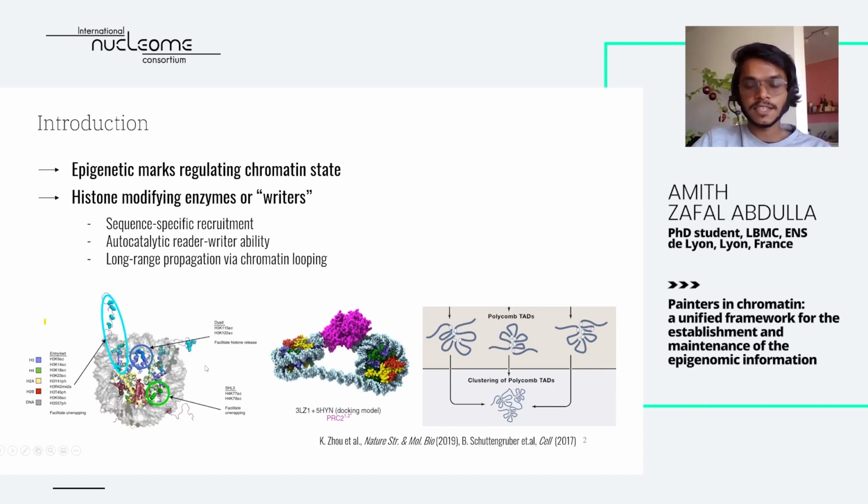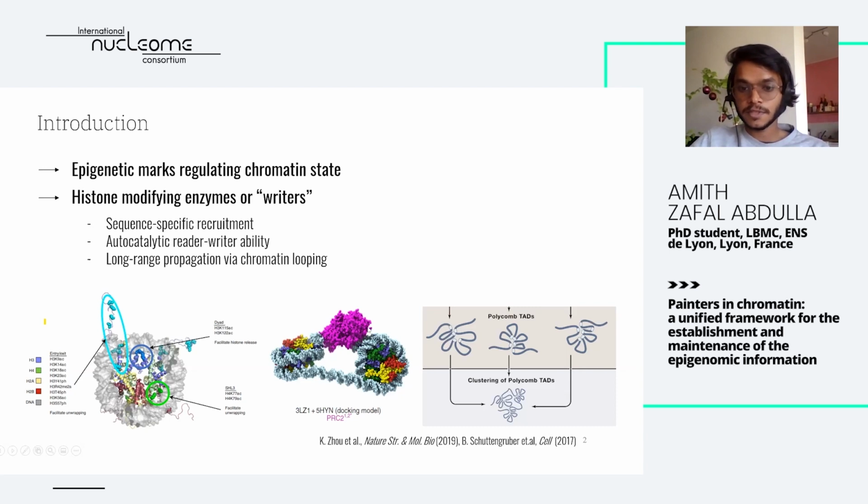Can we zoom out and have an all-encompassing picture which would describe this process in different species? The key elements which we think would help us in doing that: one, the sequence-specific recruitment of these enzymes. Here we assume that the modifying enzymes bind to some DNA binding proteins and have some specific affinity to the sequence itself. The other one would be the reader-writer ability of these enzymes, wherein these enzymes have a reader domain, read the mark on one nucleosome and write the same mark on an adjacent nucleosome in 3D.